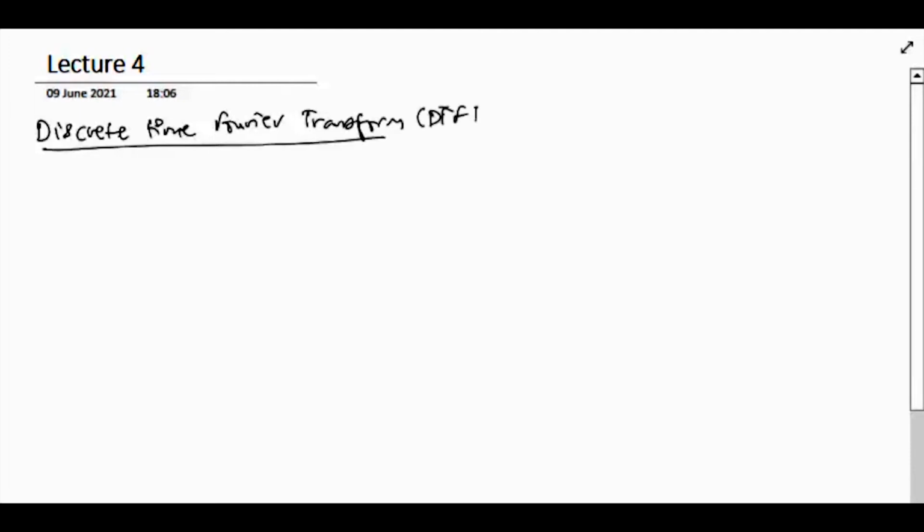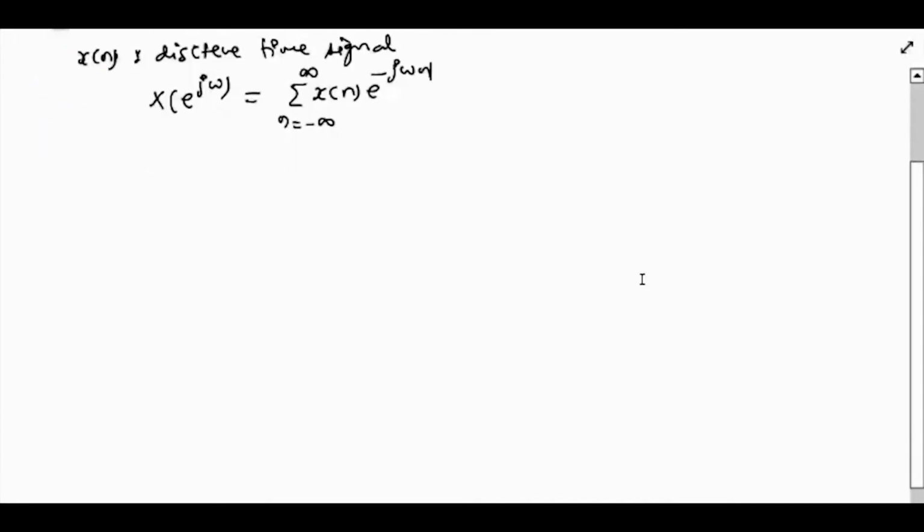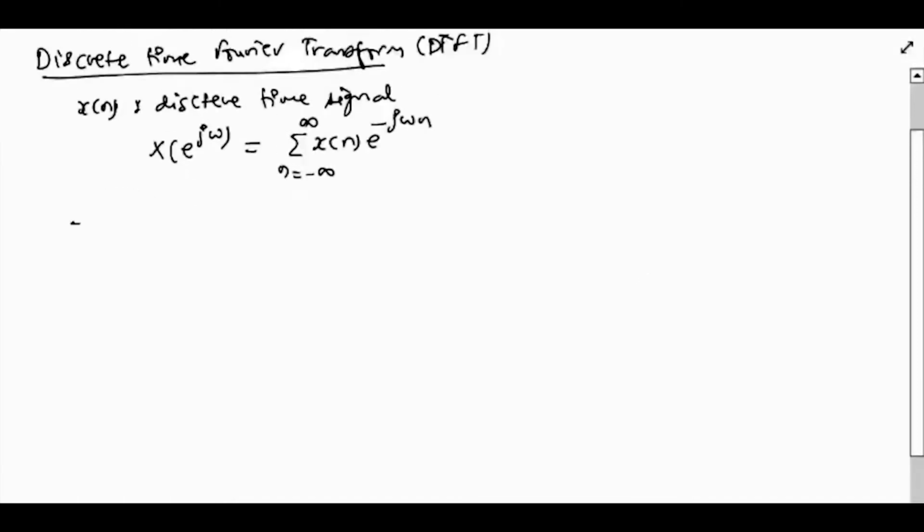DTFT for a discrete time signal x[n] is defined as follows. x[n] is a discrete time signal. Its DTFT is defined as X(e^{jω}) equal to the sum from minus infinity to infinity of x[n] e^{-jωn}. Notice that unlike continuous time Fourier transform, where we used X(ω) to denote Fourier transform, here we are using a slightly different notation. I am calling DTFT X(e^{jω}).